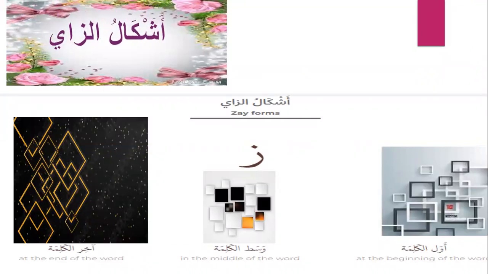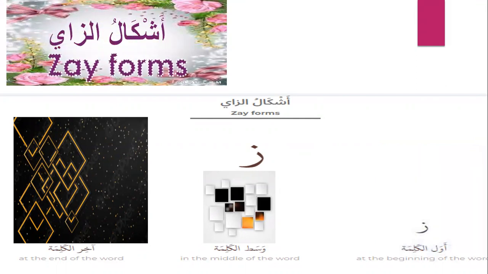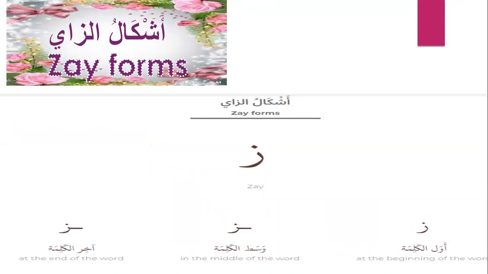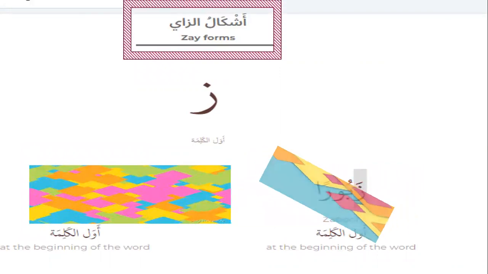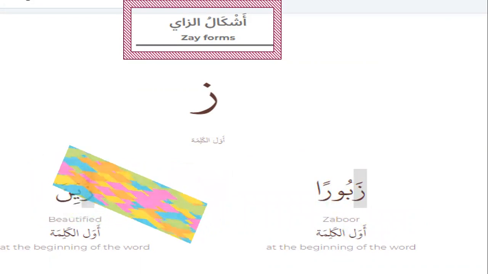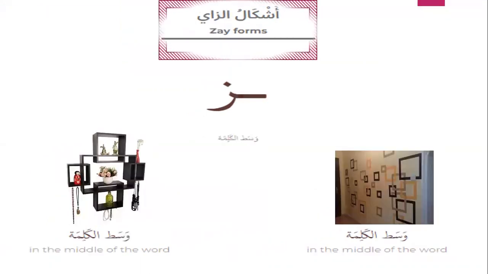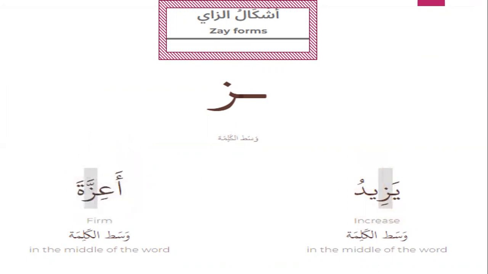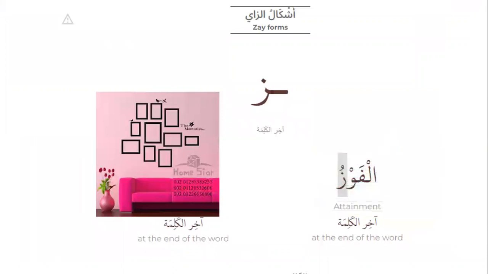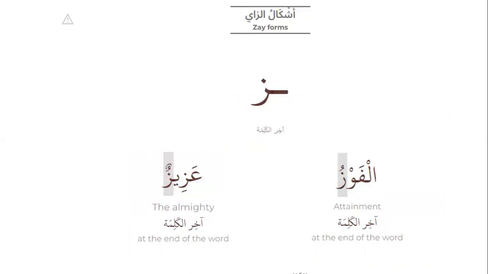Zai forms. Zai has three forms. In the beginning, it's like this. In the middle, it's like this. At the end, it's like this. Zai in the beginning, example: zaburan. Please look at the word and try to listen to the sound. Zuyina. In the middle, it's like yazidu, aizza. At the end, it's like alfauz, aziz.